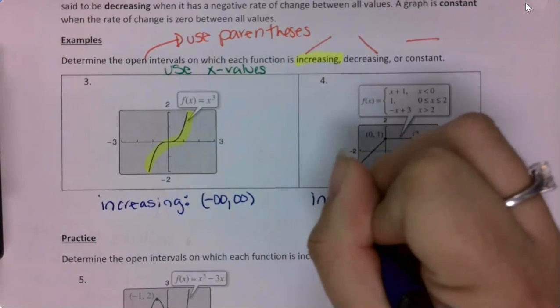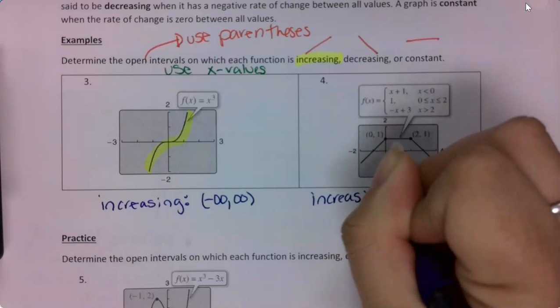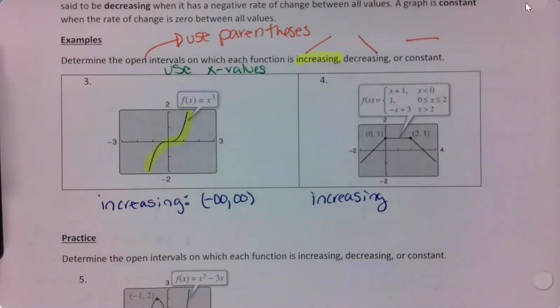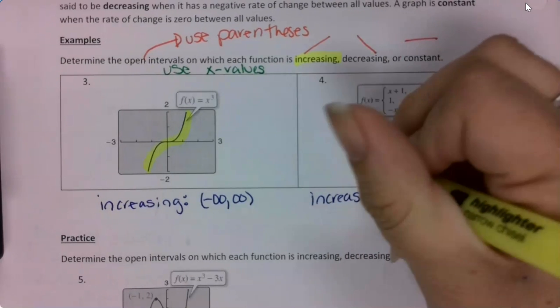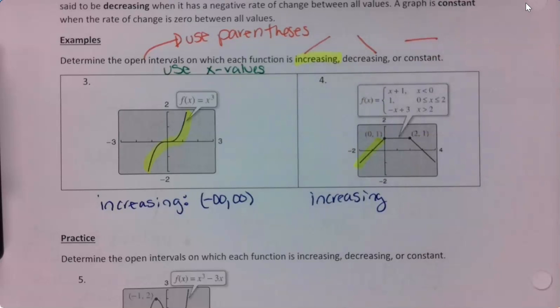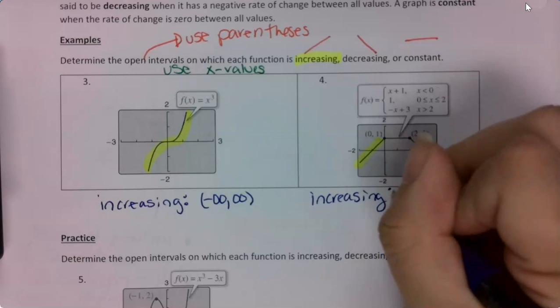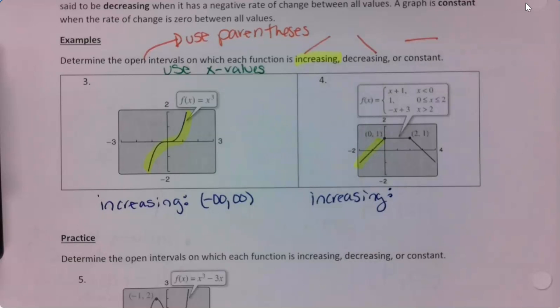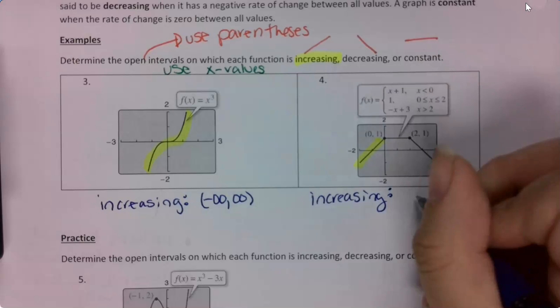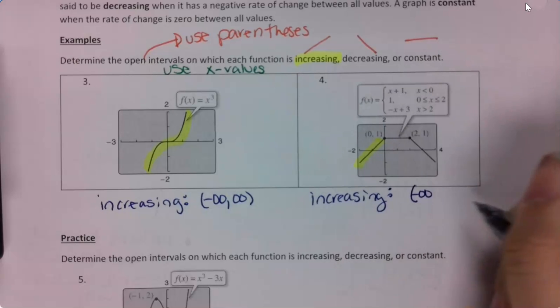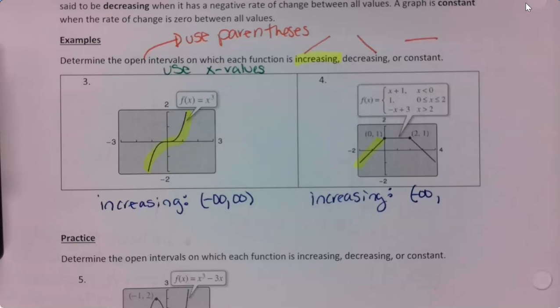Okay, so on the next one, it is increasing off the screen to right there. So what values are that for x? And then where does it stop? 0.